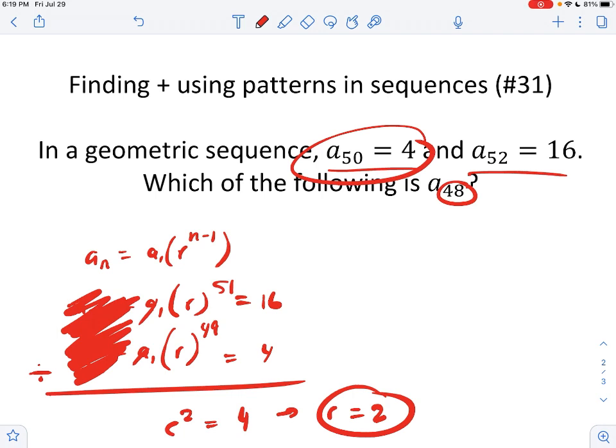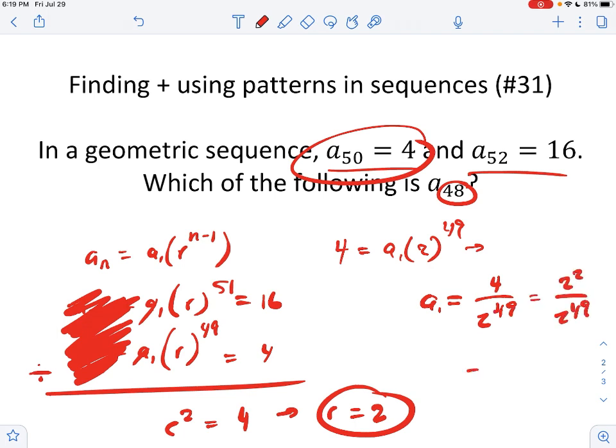So A50 is equal to 4. So 4 is equal to A1 times R to the 49. Just divide that out. So A1 is going to equal a very small number. It's going to be 4 over 2 to the 49, which is going to equal 2 squared over 2 to the 49, which is going to equal 2 to the 2 minus 49, which is negative 47. Okay, that's equal to A1.